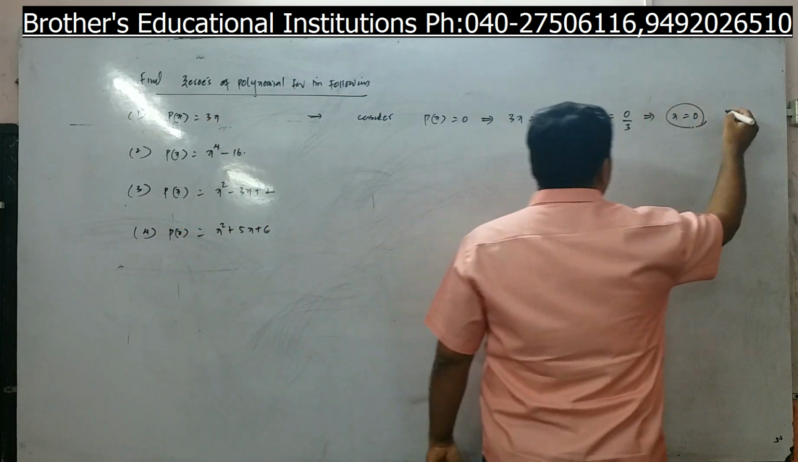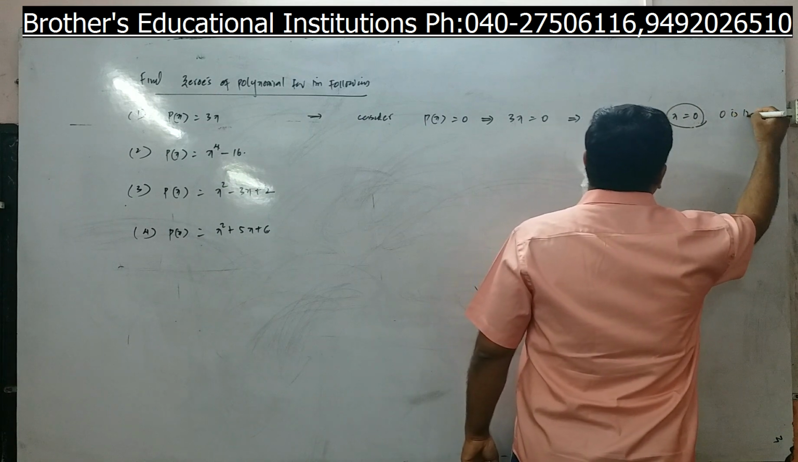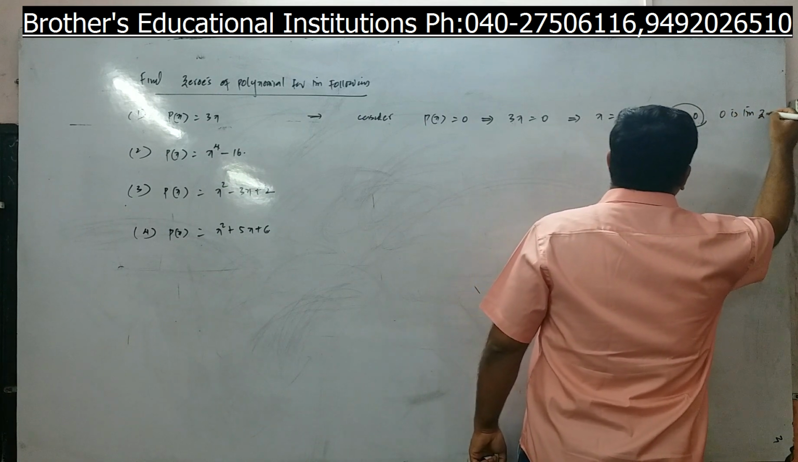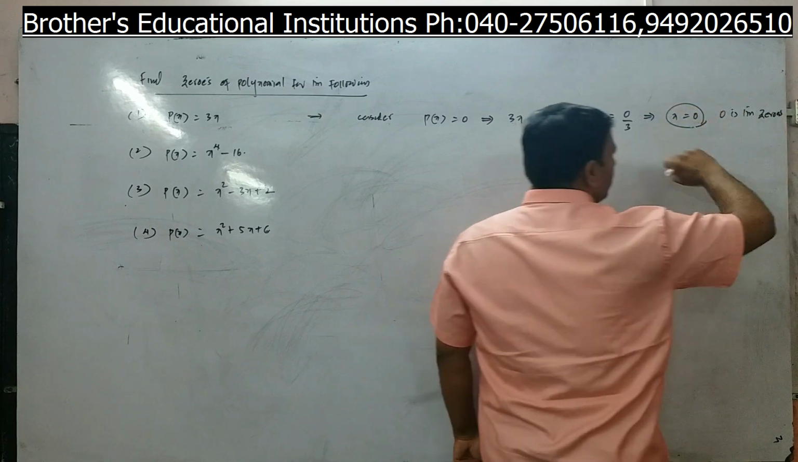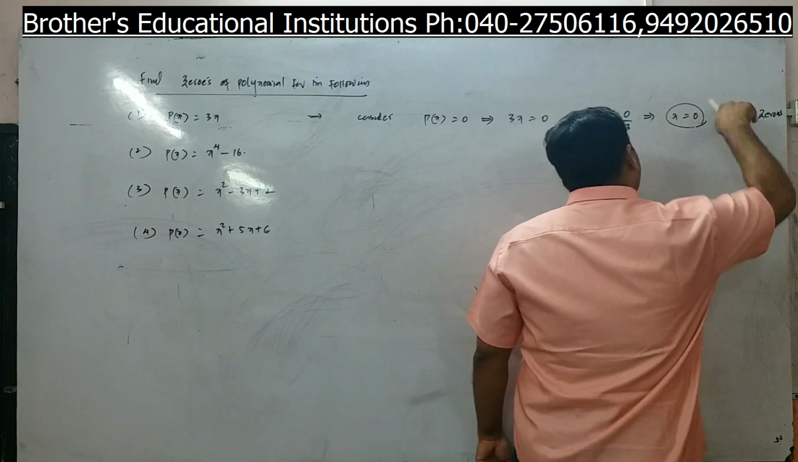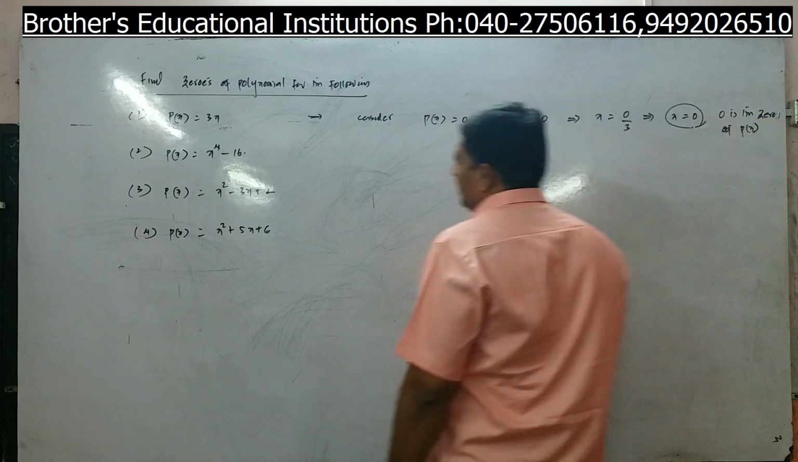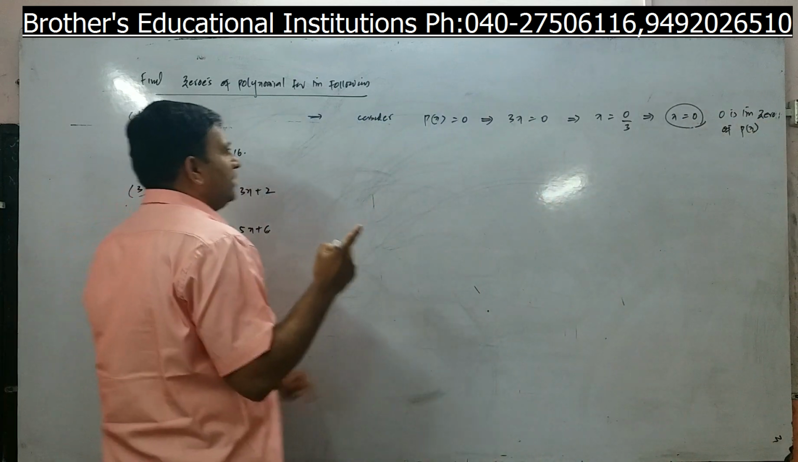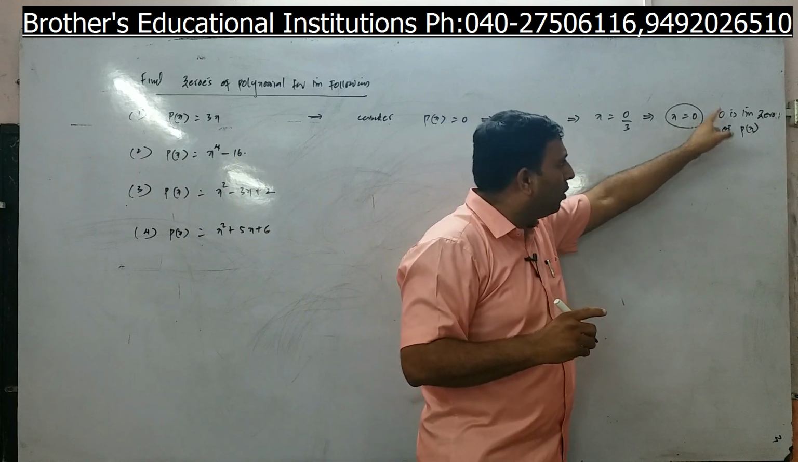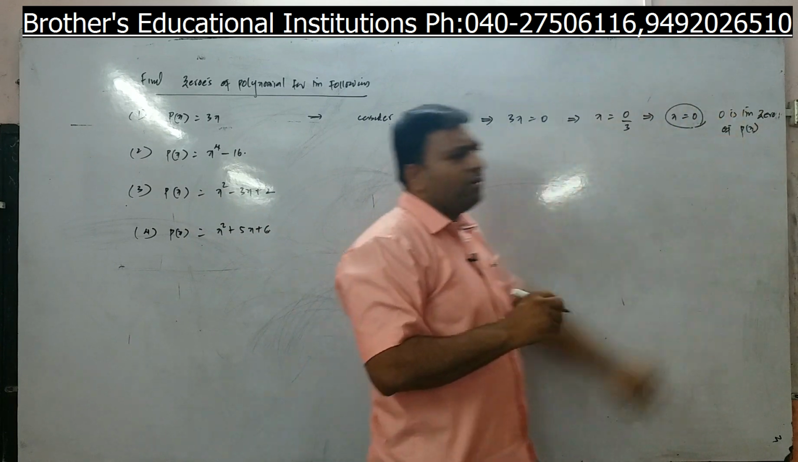0 is the zero of the polynomial. So I will say 0 is the 0. Do not get confused. The value 0 is the 0 of p of x. Right. Don't get confused there. There is every chance that you will get confused. This is 0. 0 is the 0 of P of x.